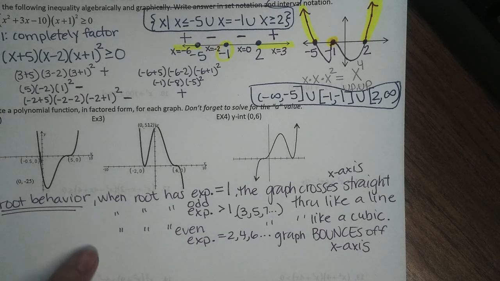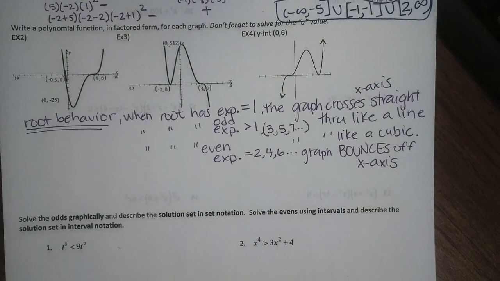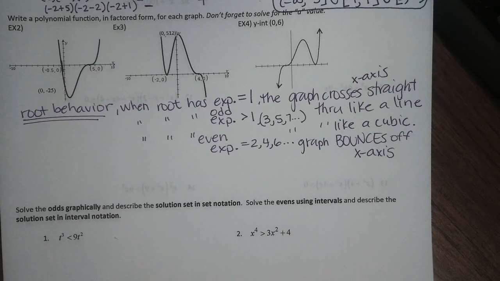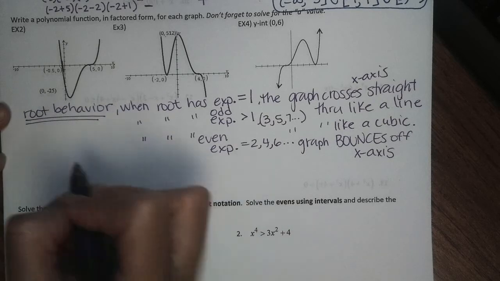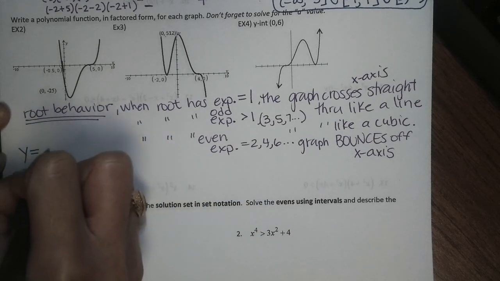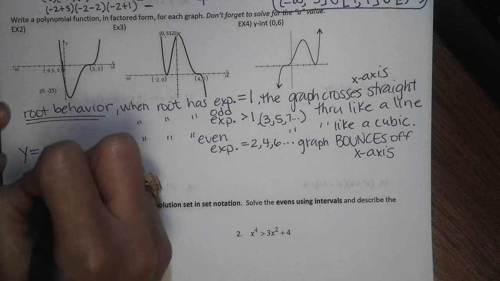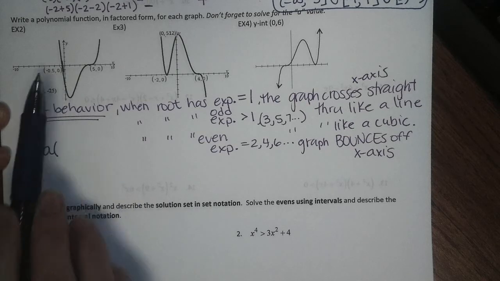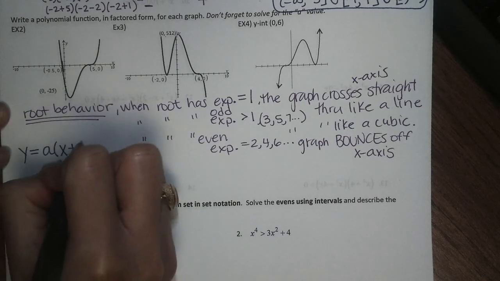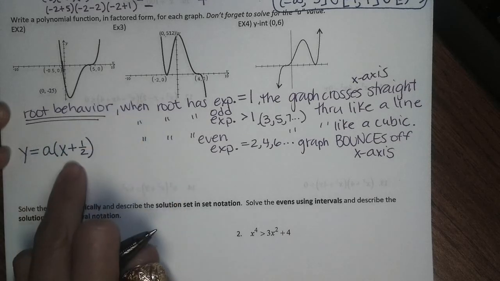So now that I've reviewed with you the root behavior, let me show you how to do the problem. Example 2. Write an equation in factor form for the polynomial. Okay, specifically, let me just show you how you'll see it on the progressive test. So for example 2, it will already be written in this form for you. Y equals A, you need to solve for A, times, let me start with the first root here. The first root was negative half, so that means that the factor is x plus half. Again, that will already be written for you.